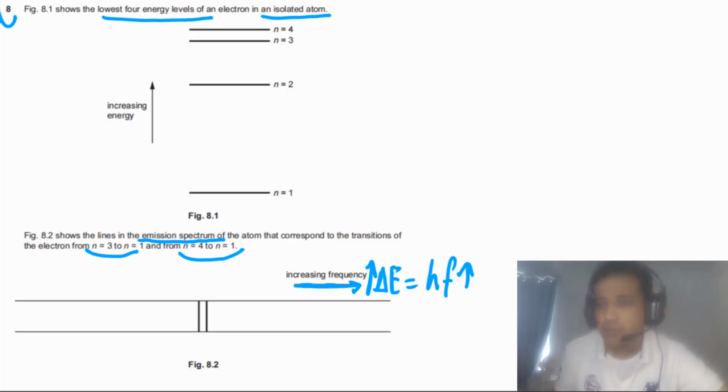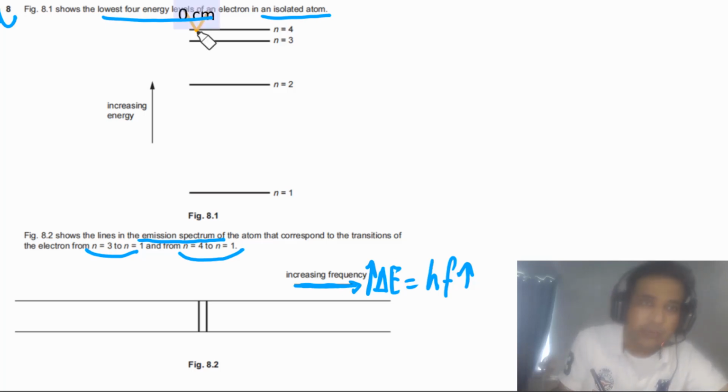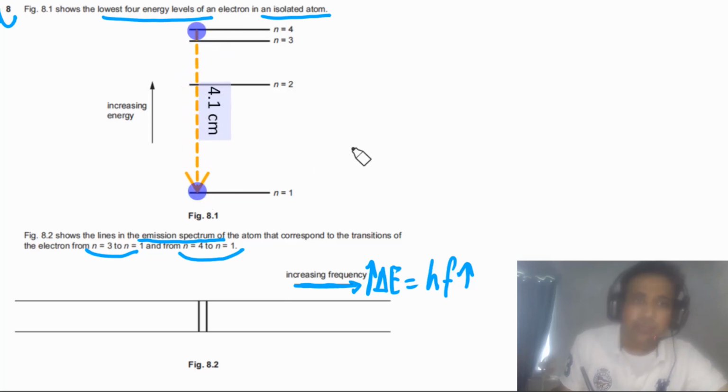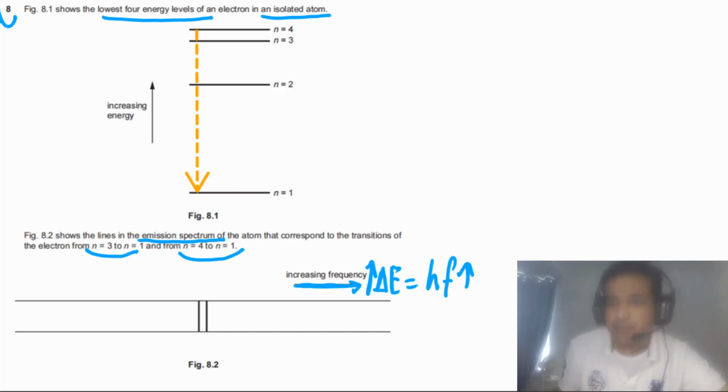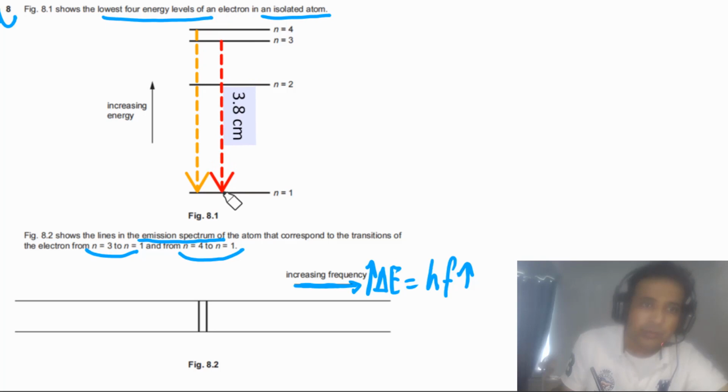Now let's try to understand this one with the help of energy gap. First of all, the electron jumps from N4 to N1, so we can use an orange line for that, and then the electron jumps from N3 to N1, so we can use a red line for that. The energy gap for orange is greater.